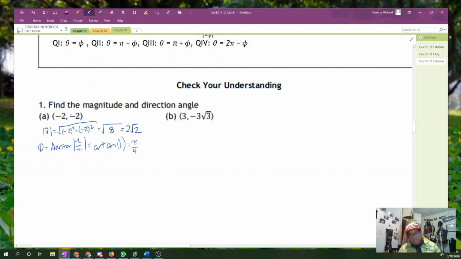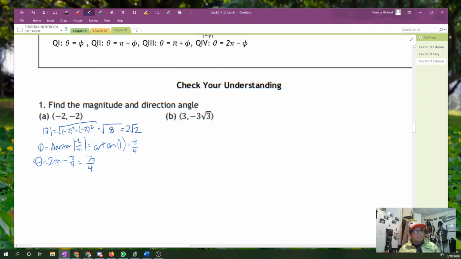That's why we have -2, -2. That means that if we put the tail of the vector on the origin, our vector would be pointing into the fourth quadrant. Taking a look up over here, in order to get theta now, I just need to do 2 pi minus phi. So theta is equal to 2 pi minus pi over 4, which is equal to 7 pi over 4 for our direction angle. Okay, easy enough.